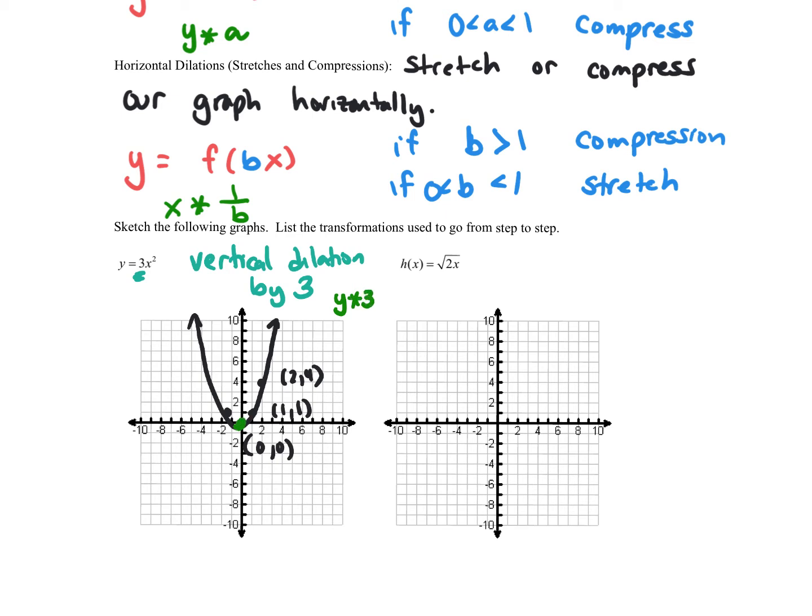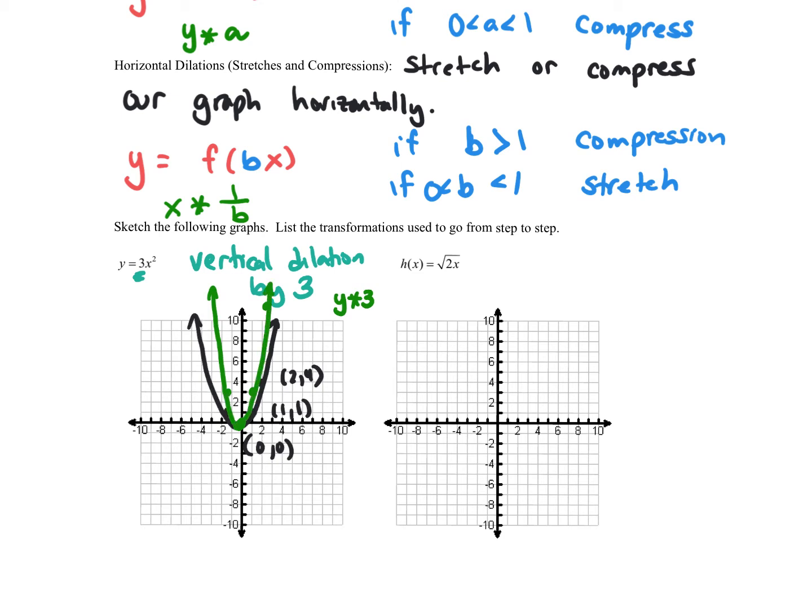So (0, 0) will still stay (0, 0). (1, 1) will become (1, 3) because you're multiplying the y by 3. And then if you do (4, 2), 4 times 3 is 12, so we'll get (4, 12), which is way up here. So this is my new graph.